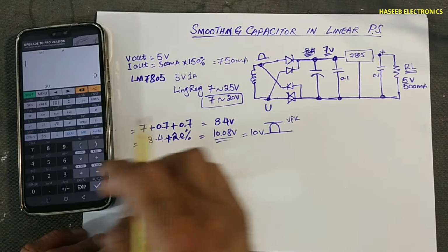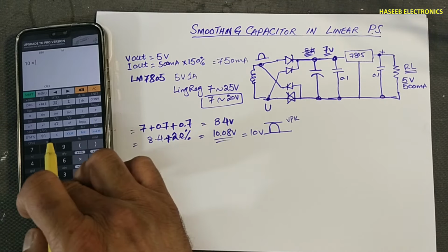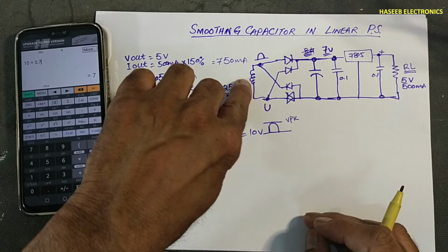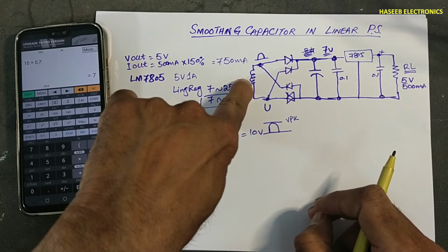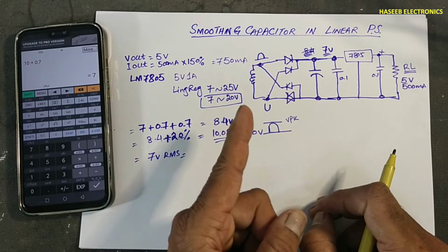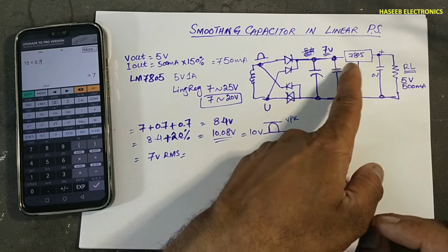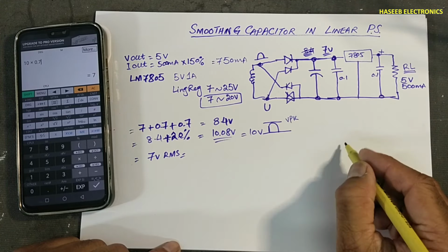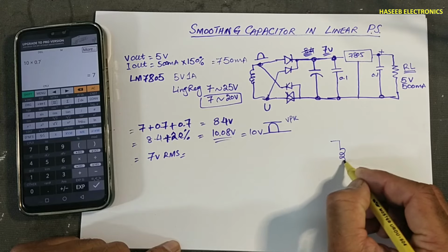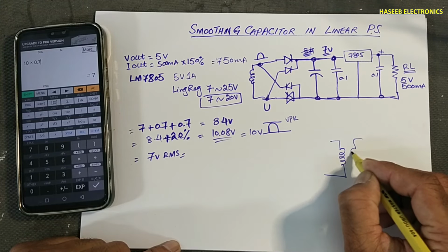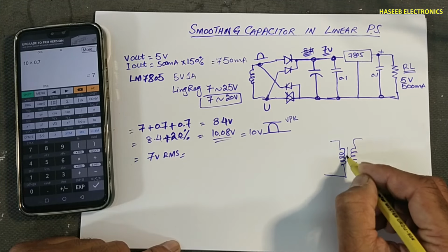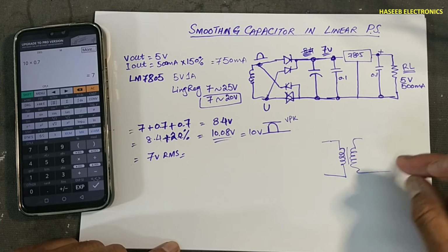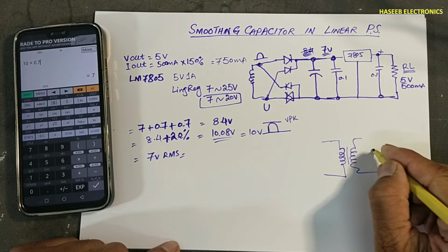10 volts, take its RMS value, 7 volt. If we have any transformer which is providing 7 volt, that transformer can fulfill the requirement of this regulator. But now, this is a transformer. It is a ratio based transformer. We need 7 volt.